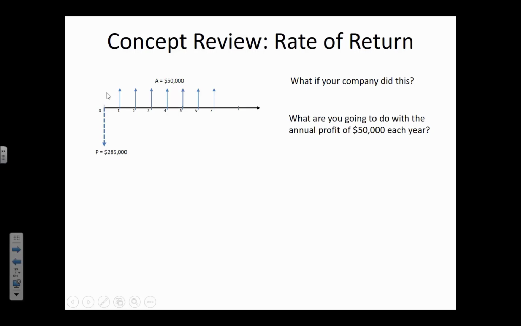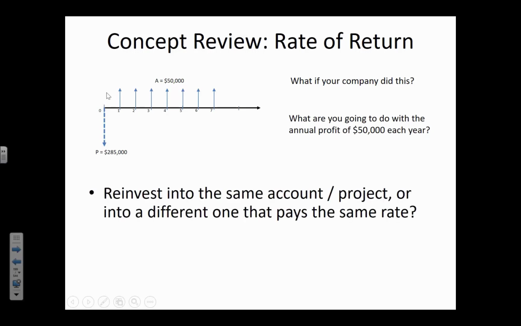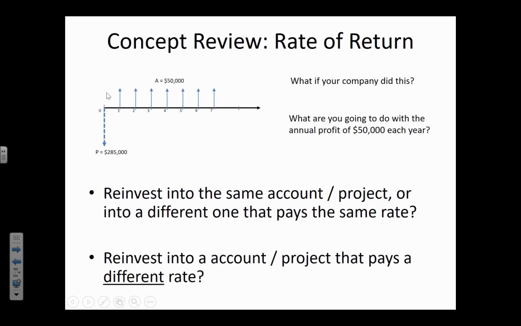And so the annual profit of $50,000 per year, if you're going to be reinvesting it into the same account or into a different account that happens to pay the same rate of return, then you could know what the rate of return is by using the IRR approach, the internal rate of return. But if that's not a possibility, and if instead you're reinvesting these profits into some other account or into a different project that is generating profits at a different rate, then you have to come up with a weighted average of the rates of return, and that's what the external rate of return was.